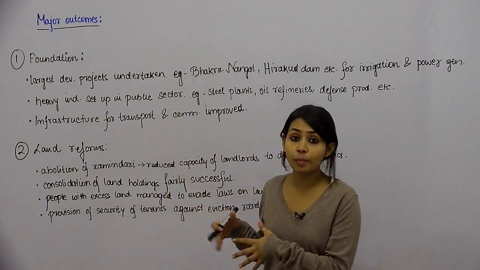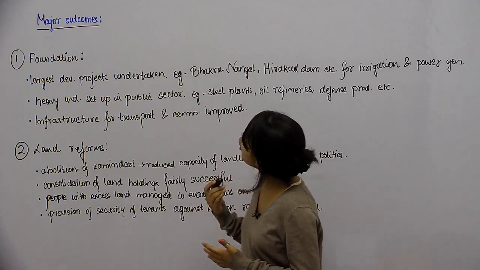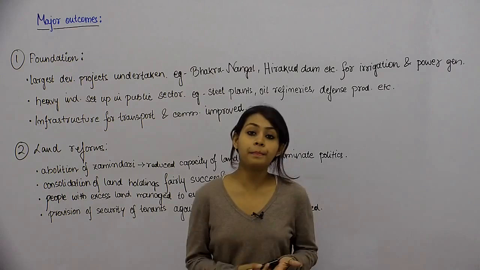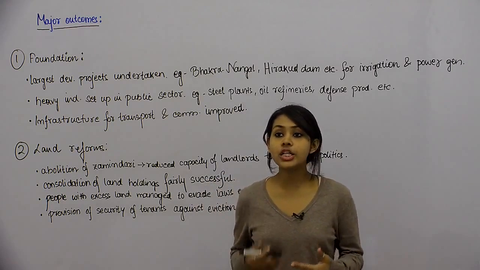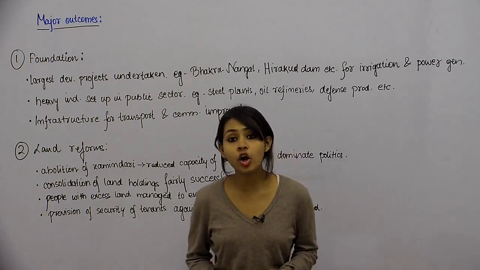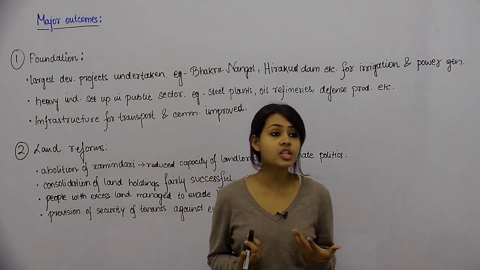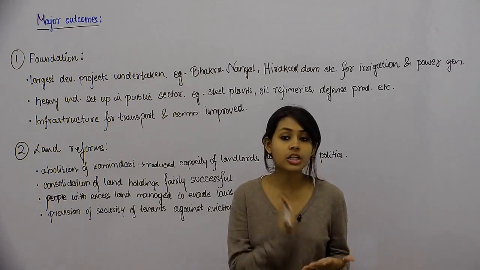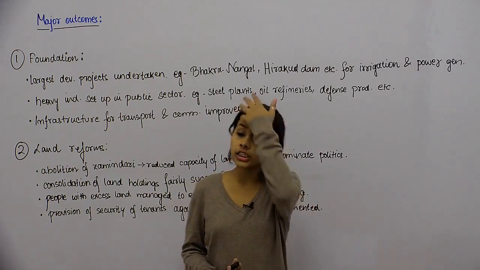So now what we're going to discuss next and the last topic in our chapter is how the planning process actually turned out when it came to implementation, how it affected the economy, how it benefited certain people, certain classes of people, and how it did not.